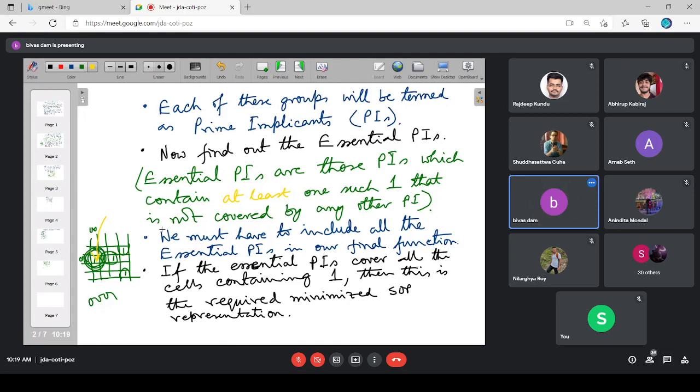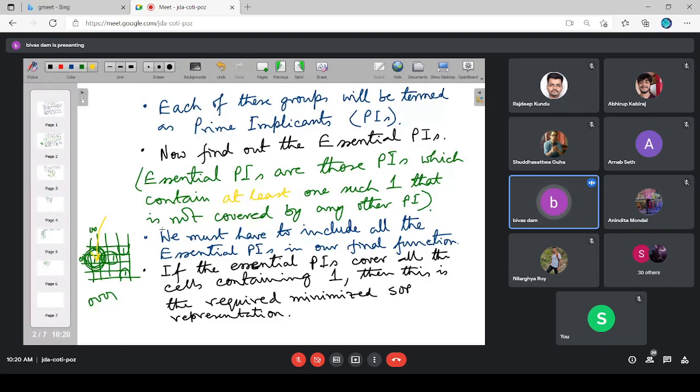If I have one particular PI, say for example, containing two cells, and both the cells are being covered by some other PI also, in that case, will this particular PI consisting of those two cells be an essential PI? No, sir. So those types of PIs, if they are present in the map, will be termed as non-essential PIs. First, we'll find out what the essential PIs are. The other PIs will be termed as non-essential PIs.